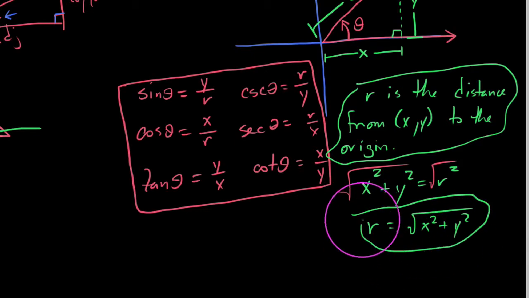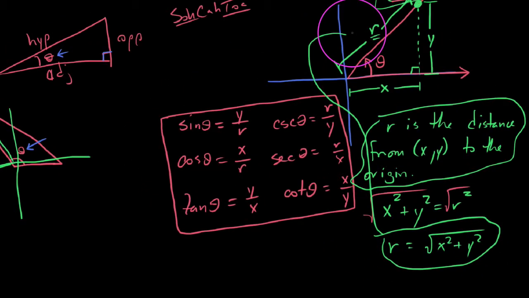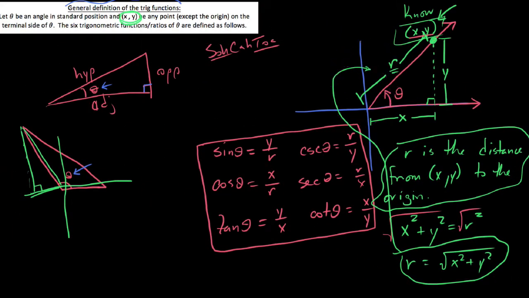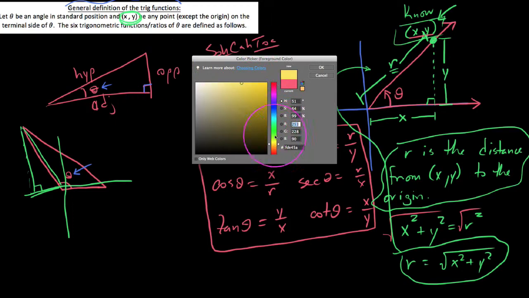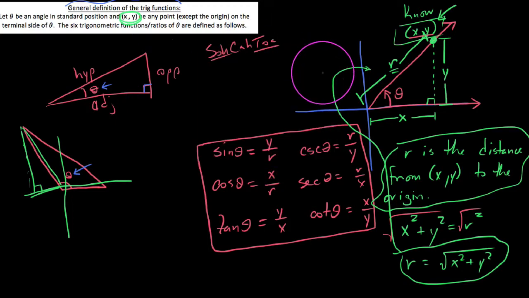But this right here, I'd like to go ahead and place that back up right next to this. So maybe we'll switch over to an orangey color. But we say this distance back to the origin is defined as being the square root of x squared plus y squared. And the reason why this is important is because it allows us to always find r as long as we know some point on the terminal side.